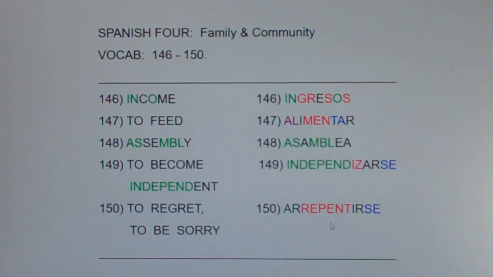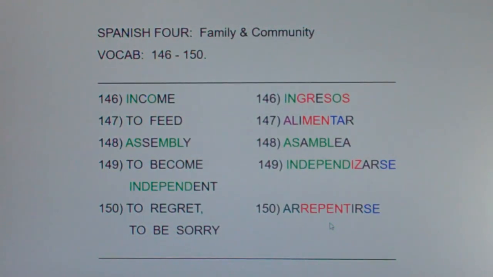Now, to regret or to be sorry is arrepentirse. Everybody say arrepentirse. Arrepentirse. A pirate gets to the pearly gates, and he's standing in front of St. Peter with his parrot and his hook leg and his hook hand and his peg leg, and he says, "Arr! I'm sorry, I didn't repent of my evil ways, St. Peter." "Arr! I regret that I didn't repent of my evil pirate ways." So arrepentirse is to regret or to be sorry.